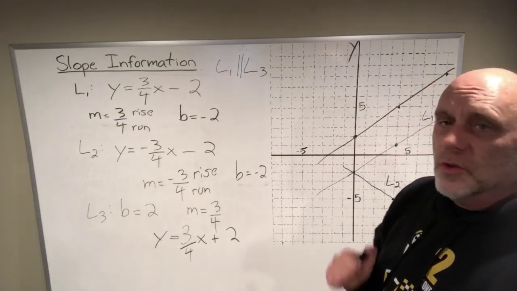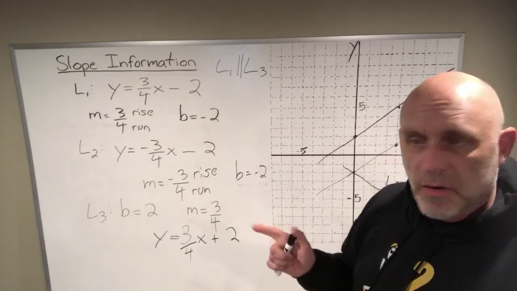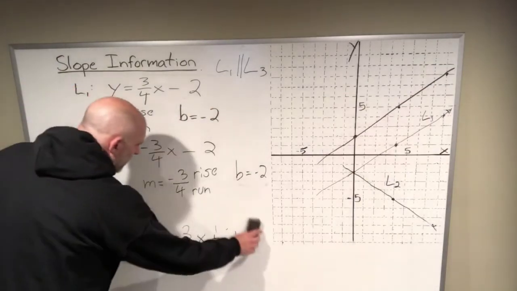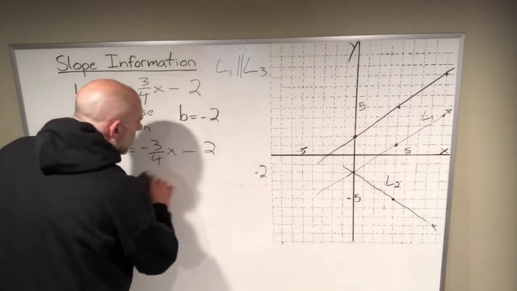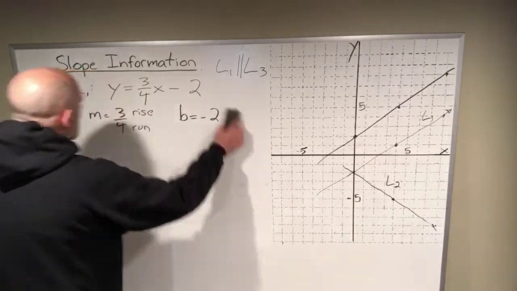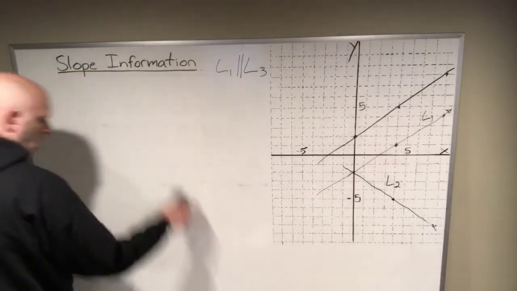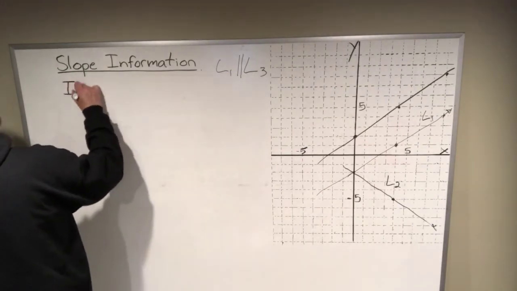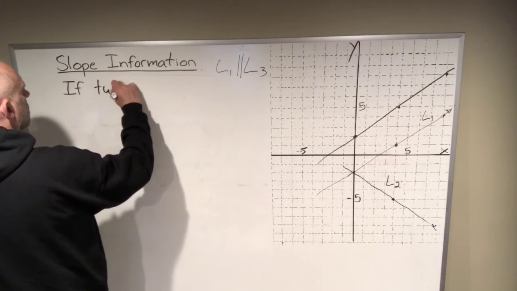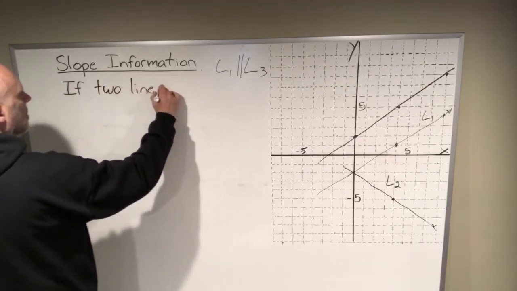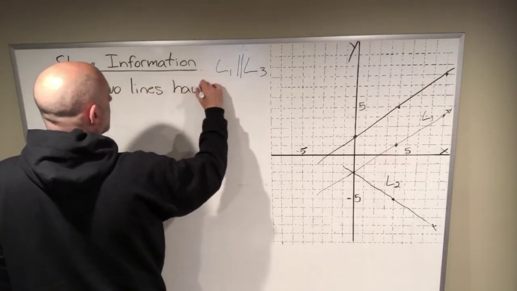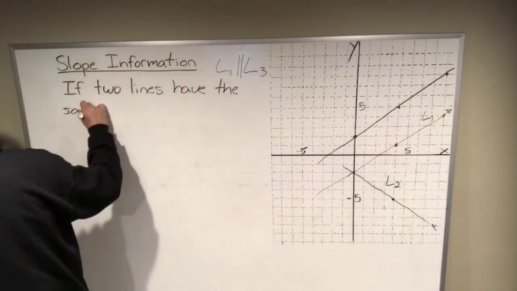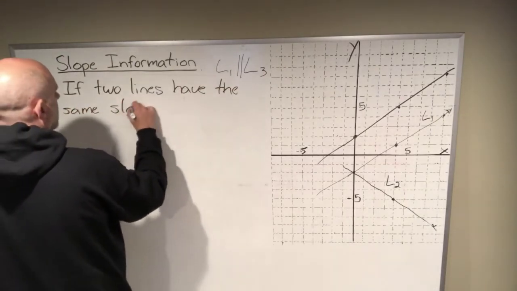So when the slopes are the same, two lines are parallel. That's another thing we want to remember. Let me erase this and put this down. If two lines have the same slope, then they are parallel.